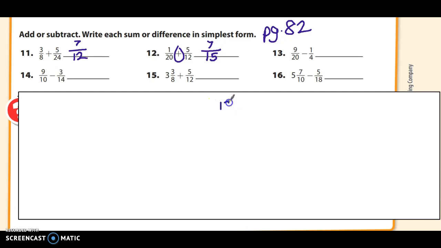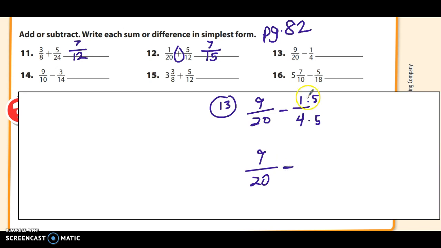Number 13 is 9/20 minus 1/4. Alright, this is another fairly easy LCM problem. The LCM of 20 and 4 is 20. You can simply get that by going times 5. So check this out. 9/20 can remain 9/20. And I'm going to subtract that. If I multiply all of these terms in this fraction by 5, I would get 5/20. And this is the first subtraction problem, so pay attention that we're not adding. 9 minus 5 is 4/20.